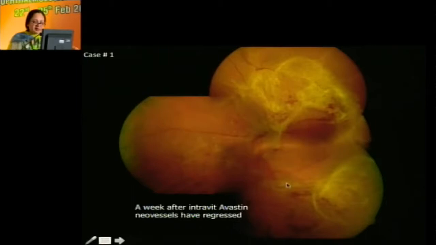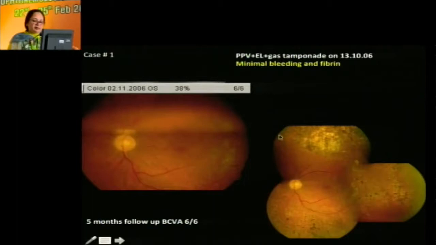You can see these fronds are less angry looking now, and he undergoes surgery. After the vitrectomy, you can see this is gas. And this is 5 months later, and the vision has improved because his fovea is not involved.